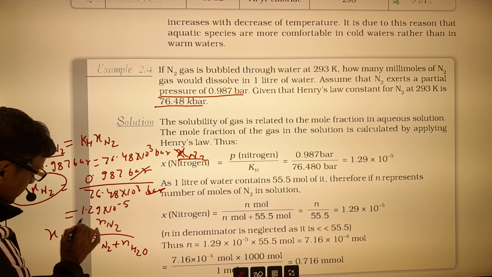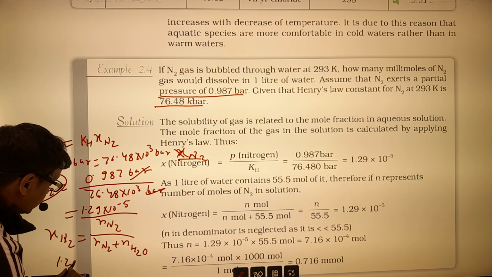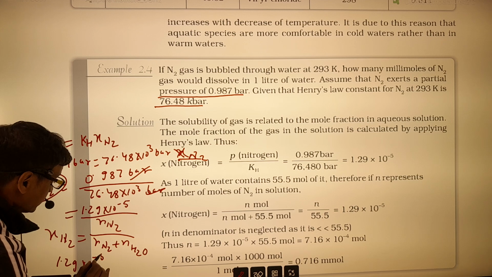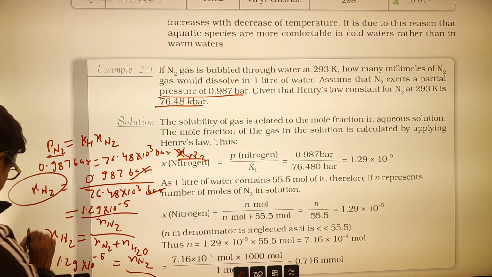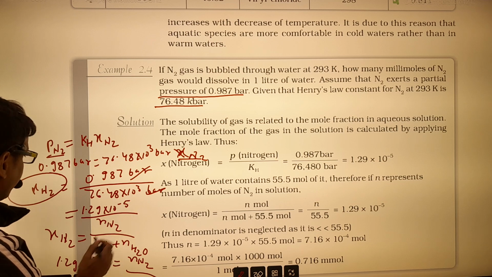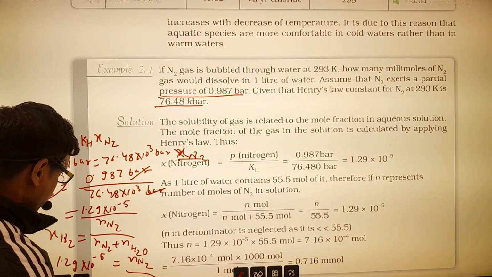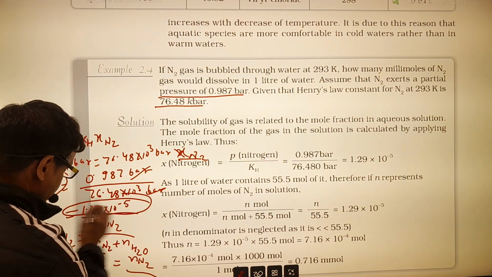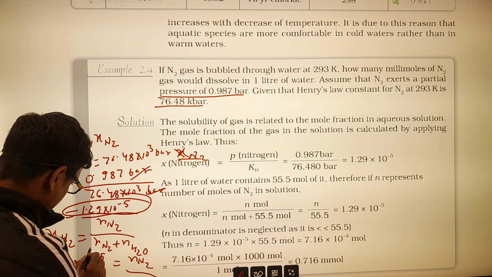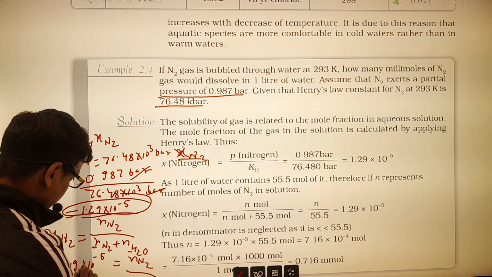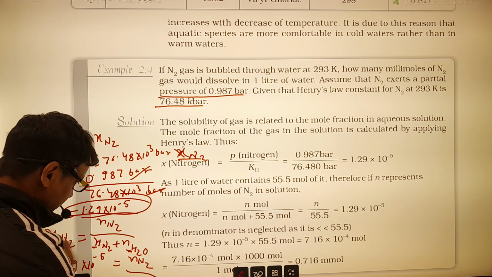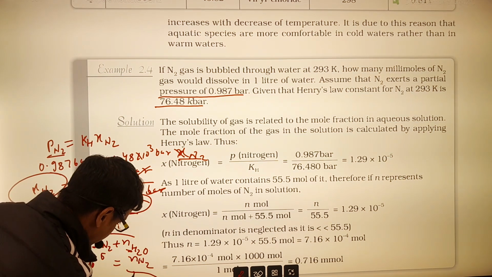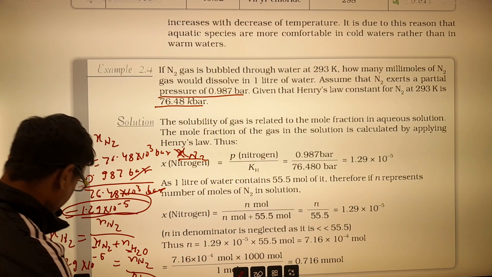So this one you have calculated: 1.29 into 10 power minus 5 will equal the number of moles of nitrogen upon the total. Let's see. Here the value of the mole fraction is very small. When this is very small, then in the addition of the moles of nitrogen and the moles of water, you can ignore the moles of nitrogen. So it will be the number of moles of nitrogen upon the number of moles of water.